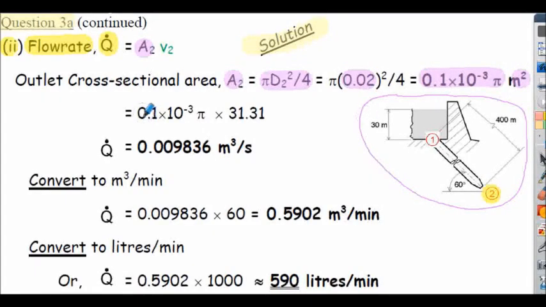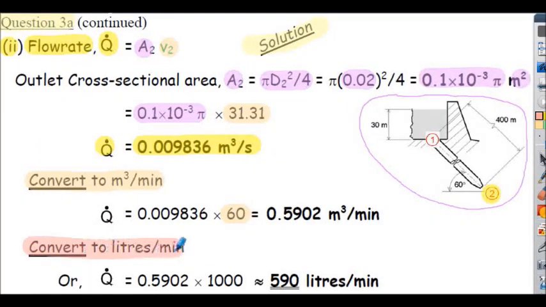If we now multiply A2 by V2, we can evaluate Q dot, and that's in terms of meters cubed per second. But the question requires us to convert this into litres per minute. So I'm showing the conversion in two stages here. Firstly, converting from meters cubed per second to meters cubed per minute, we multiply by 60. And then converting from meters cubed per minute to litres per minute, we multiply by 1000. Final answer for Q dot is approximately 590 litres per minute.